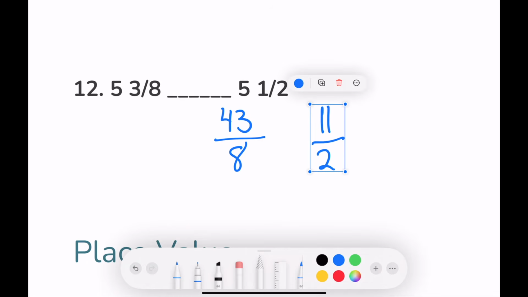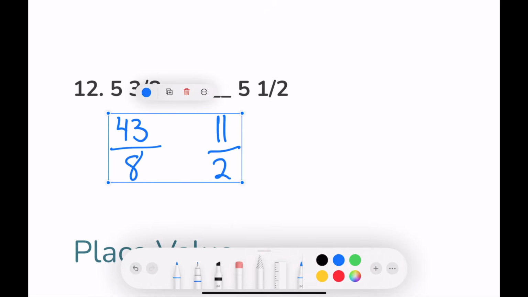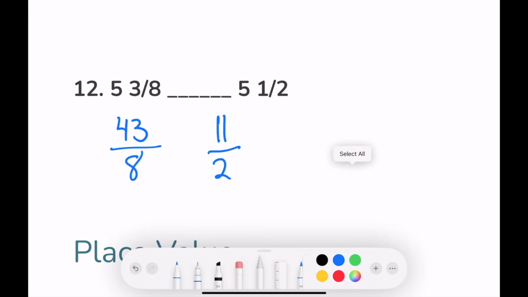I still want some more space, so let's just move. Just like that. Okay. We're ready to compare, right? Wrong. That's because, you just said it out loud, I actually heard you, you said we have unlike denominators, and you are correct.